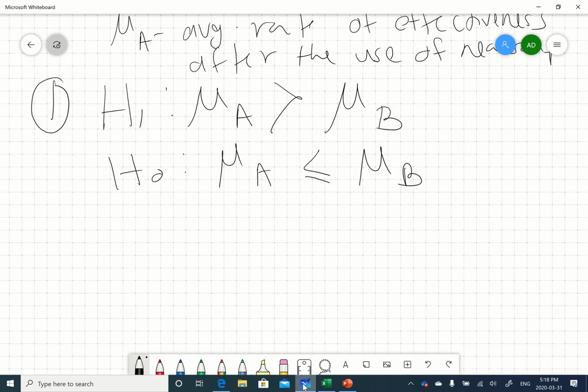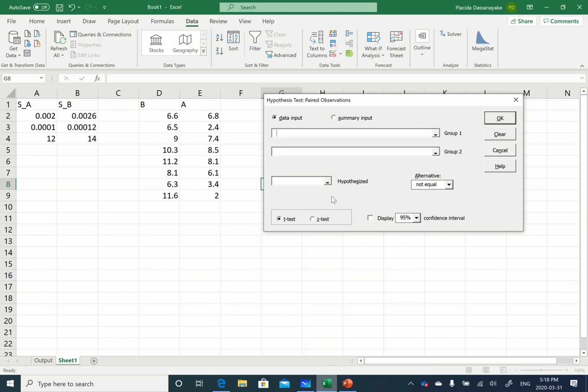So let me go back and check once more the hypothesis. The hypothesis goes this way: mean after is greater than mean before. So we have to select the after data set into group 1. So group 1 is the after data set, and group 2 is before. Okay, and then hypothesis difference 0, and the alternative is greater than.